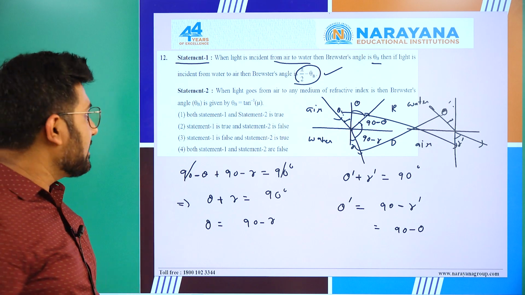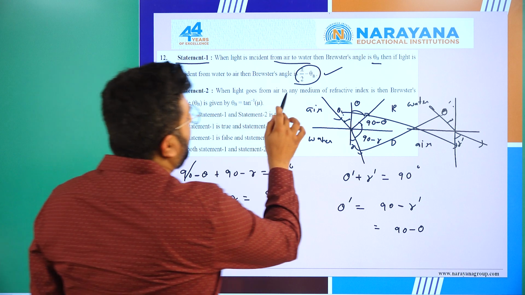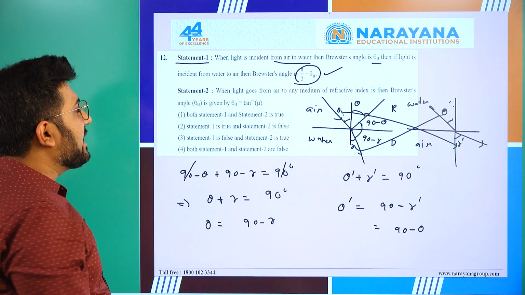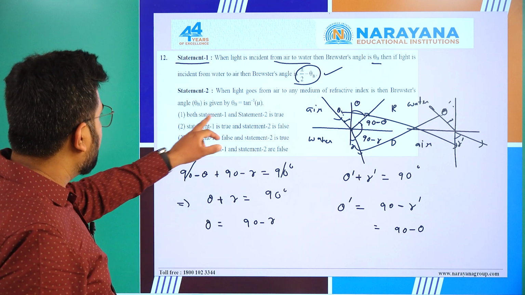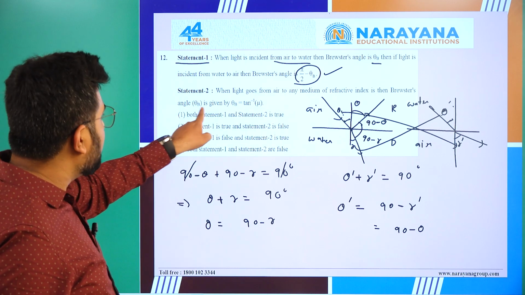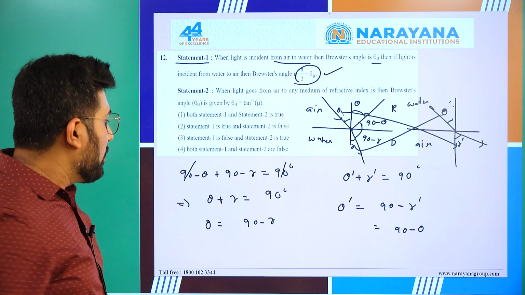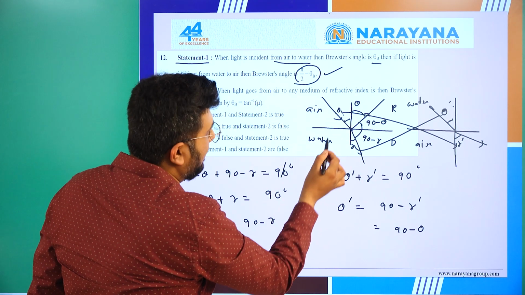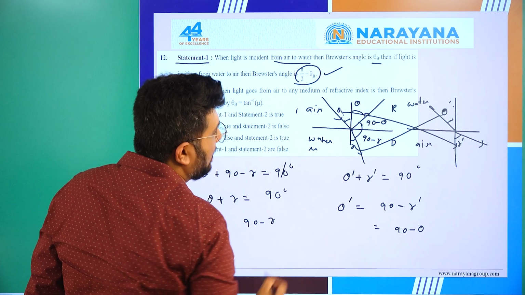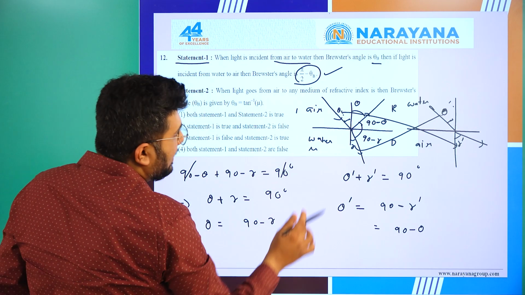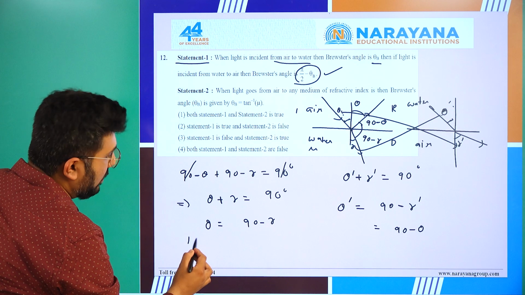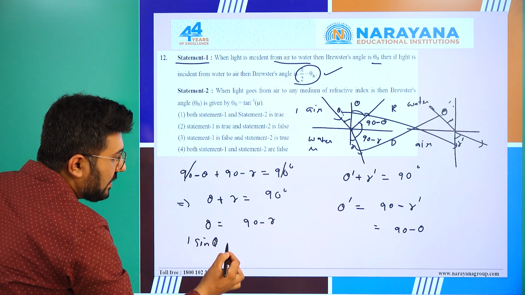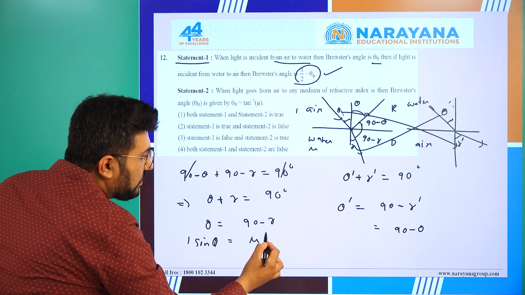Now coming to the second statement, when light goes from one medium to another medium, so the refractive index is mu, then the Brewster's angle will be tan inverse mu. So let's calculate. From here only I can calculate. I'll apply Snell's law here. Let's call this 1, let's call this mu. Then I will get 1 into sin i, that is sin theta, equals mu into sin r.